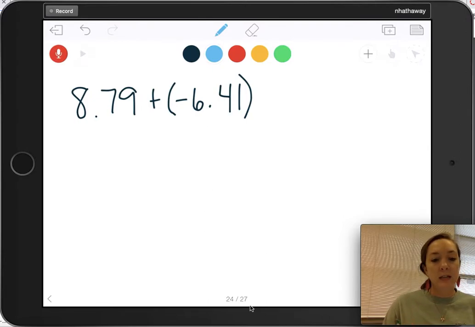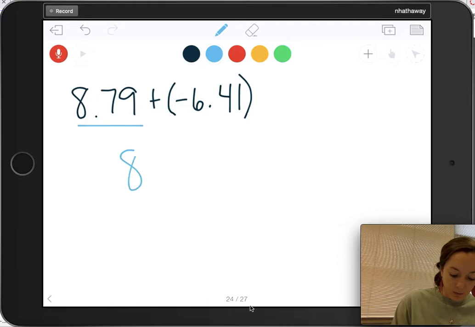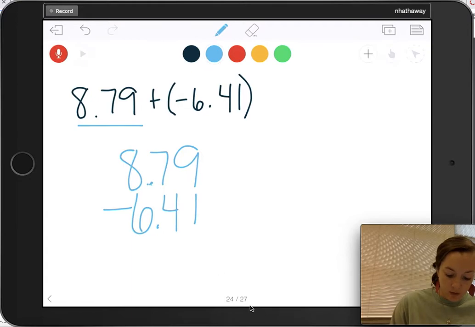8.79 plus negative 6.41. This is addition. They are different signs, so I'm going to subtract. You got it. 8.79 is bigger, so I'm going to subtract 6.41. Remember, keep your decimals lined up.